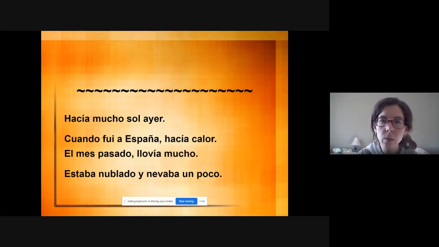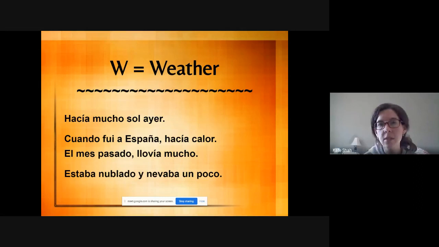So, one of the ways that we can set the scene is the W for weather. We talked about this a lot a couple weeks ago when we were in class. Hacía mucho sol ayer. It was really sunny yesterday. That's a way that you can set the scene. It's also an action in the past without a distinct beginning and end. And that's why we use the imperfect to talk about the weather.